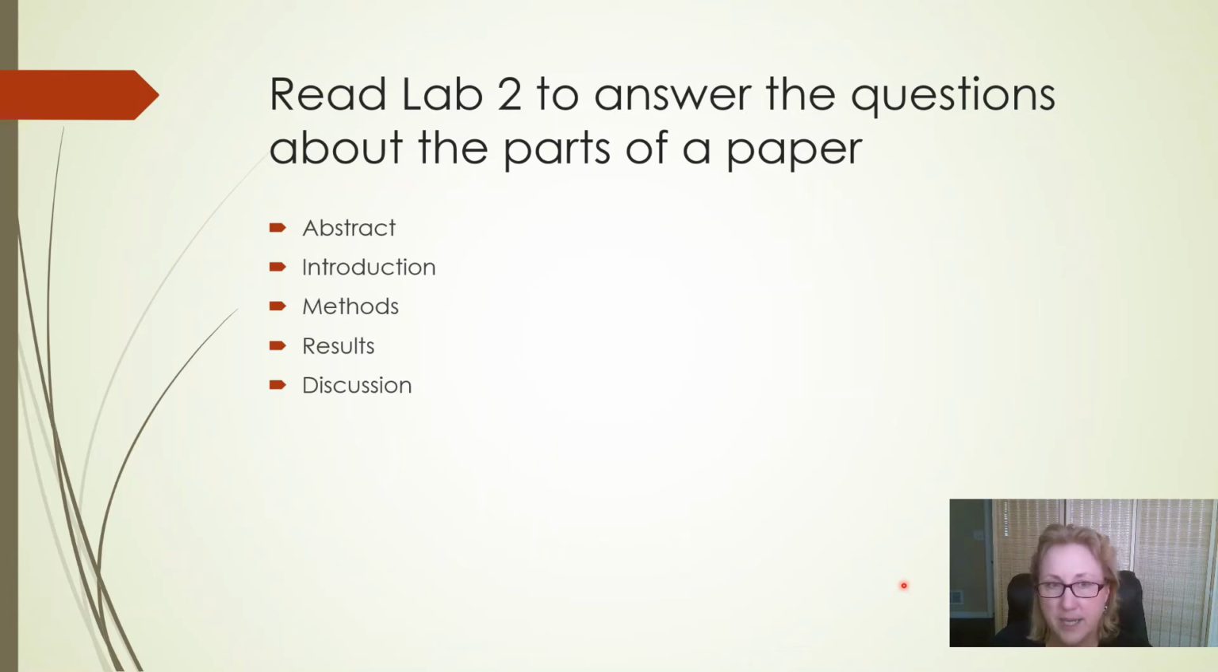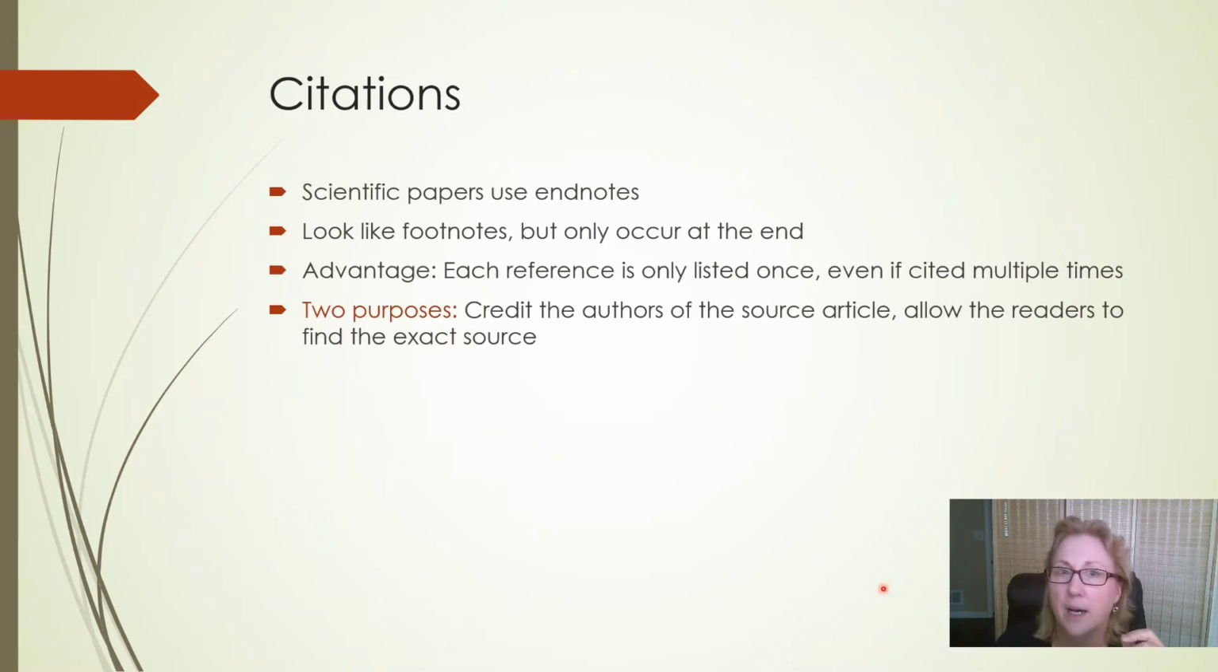I already mentioned citations, and that a good article, whether it's a review article, an original research paper, or a news article, is going to give you citations that allow you to find the original research paper. In the scientific papers themselves, whether it's the original research paper, the review article, or a meta-analysis, they're going to give you endnotes. That's almost completely universal in science, that scientists use endnotes.